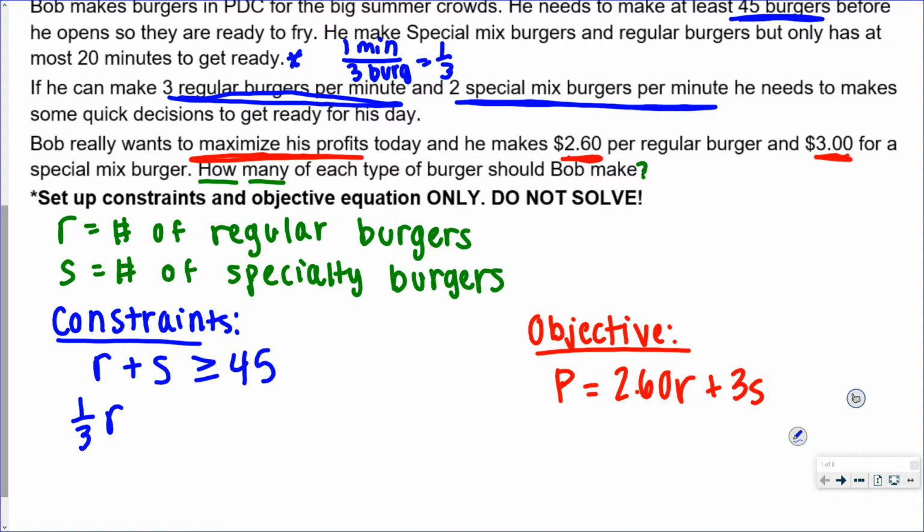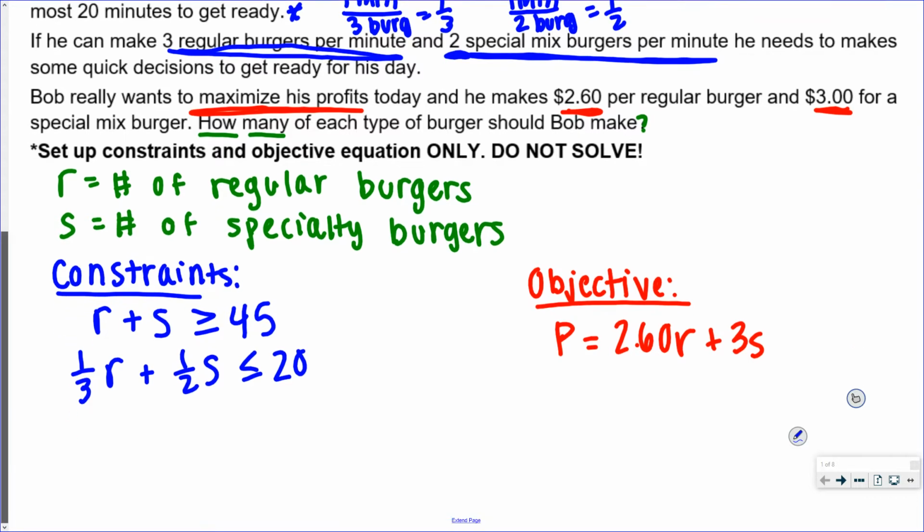Okay, that's the tricky part about this one, so I want to do it together. A third of a minute times your number of regular burgers. Okay. For every 1 minute, I can make 2 specialty burgers. So that one, it takes me half a minute to make just 1. So half a minute times my number of specialty burgers has to be less than or equal to 20 minutes. Okay, that's the tricky part, taking those rates and applying them to the constraints.